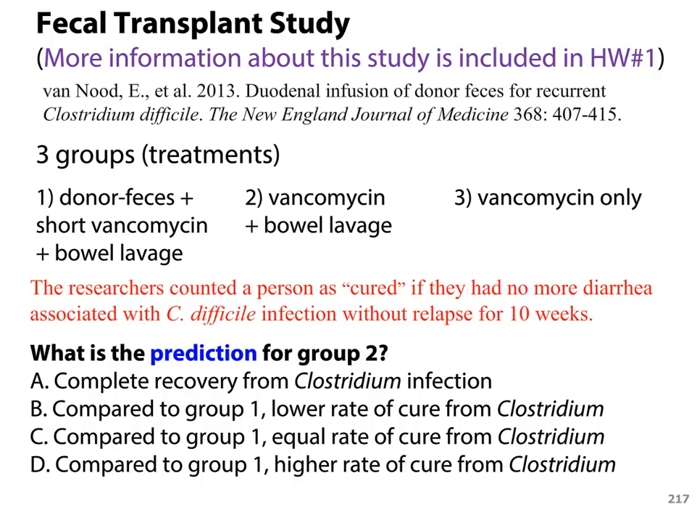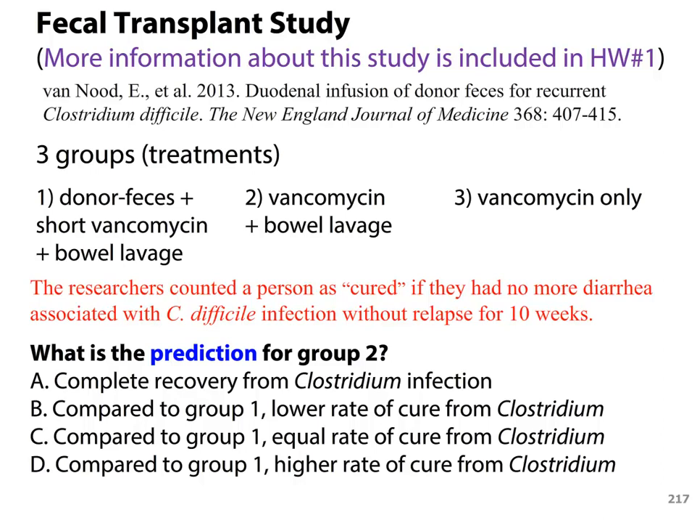So let's think about this. Vancomycin and bowel lavage. So again, the antibiotic and flushing of the bowels relative to group 1. Okay. Well, remember group 1 is the donor feces. Now, it's not meant to trick you. Read the question. What do you expect to see for group 2? Well, if it's the donor feces doing the fixing, then A is out. Okay. For B, compared to group 1, lower rate of cure of Clostridium. That one actually sounds pretty good. Keep reading just in case.